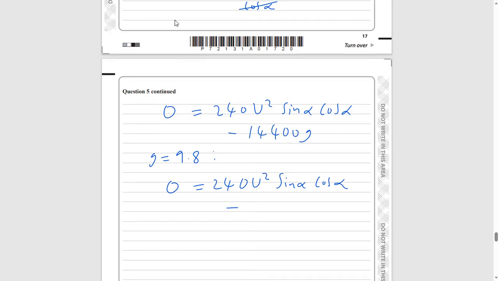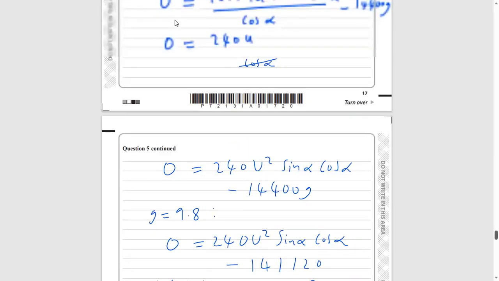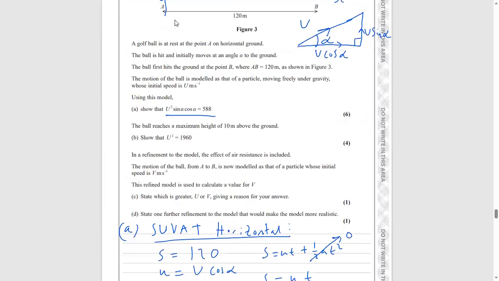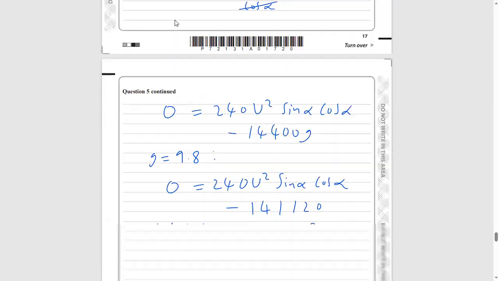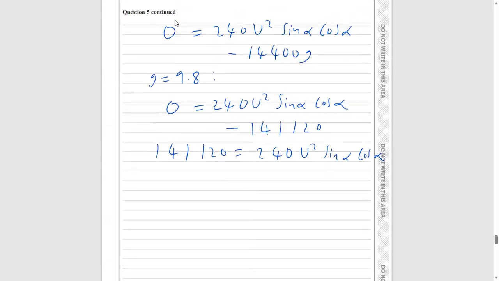14400 times 9.8. On my calculator I get 141,120. So I'm just going to add that to both sides to get 141,120 equals 240 u squared sine alpha cos alpha. Again, if we look at what we want, u squared sine alpha cos alpha is the subject of the formula. So we're going to divide both sides by 240.